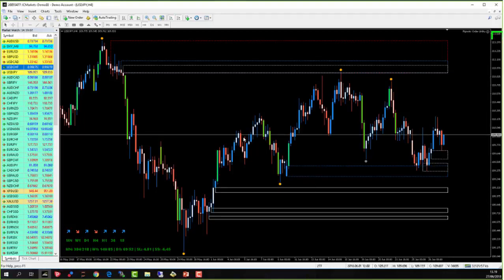But you'll notice that price came back to this area here. Well, why did price come back to this area here? Well, I'm going to show you exactly why. And it's going to seem like magic, but it's not magic at all.